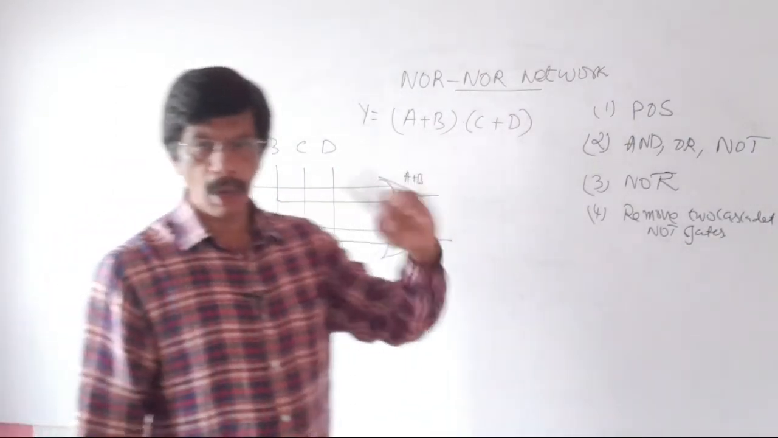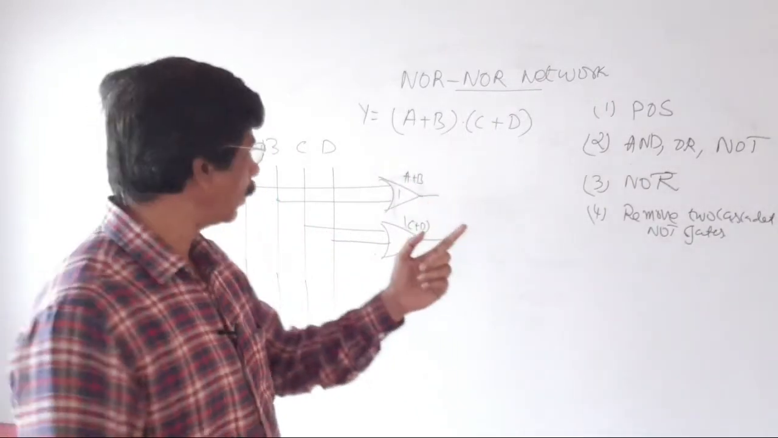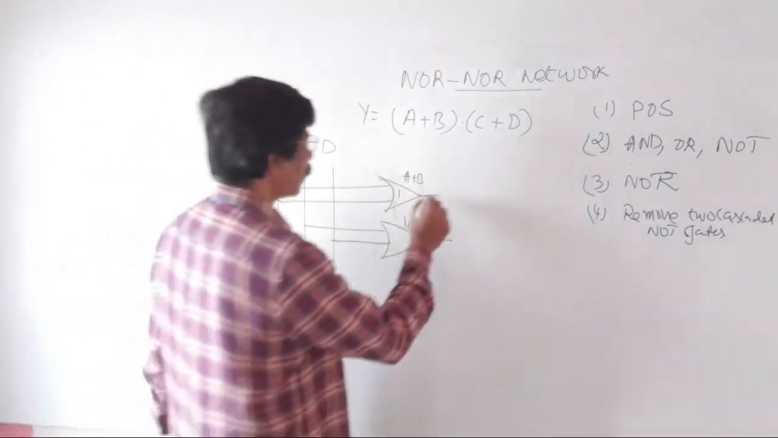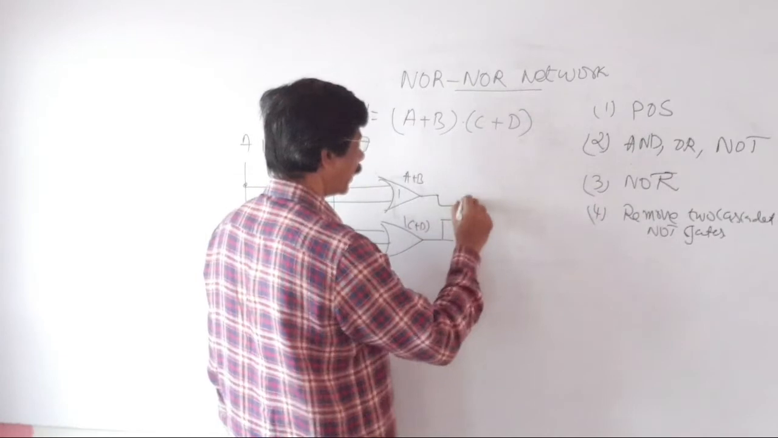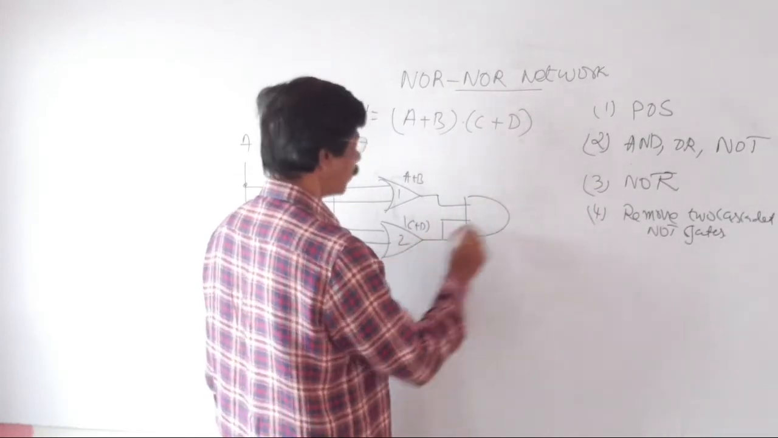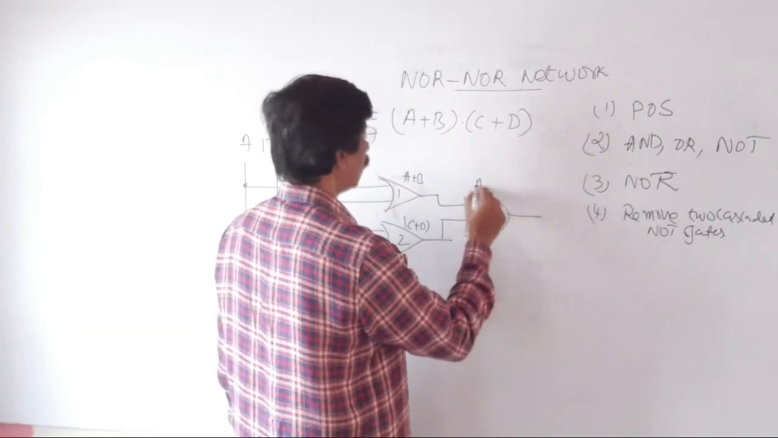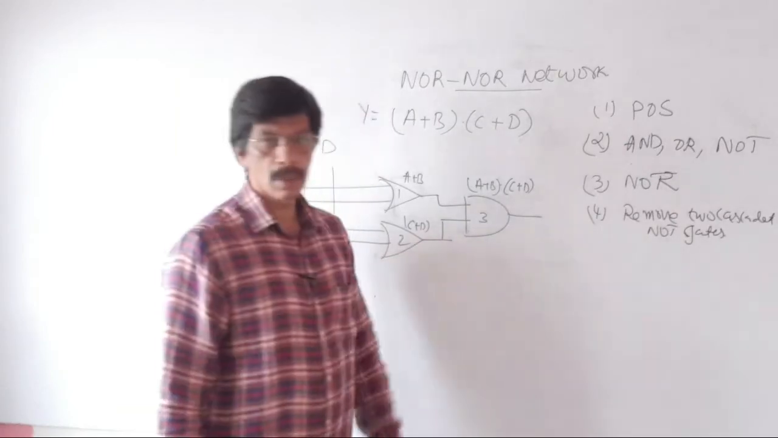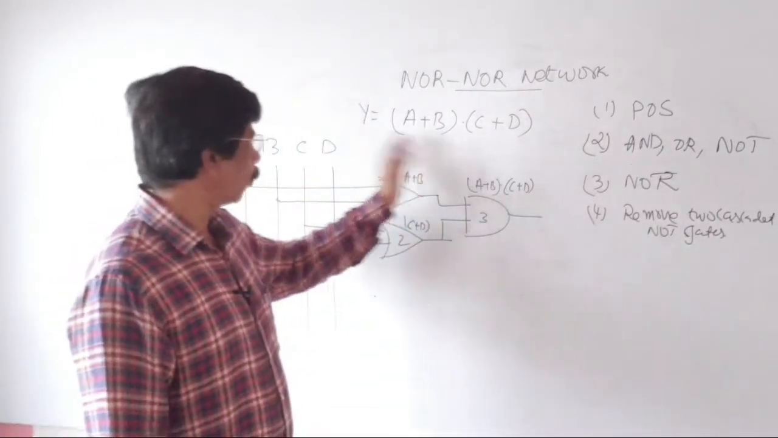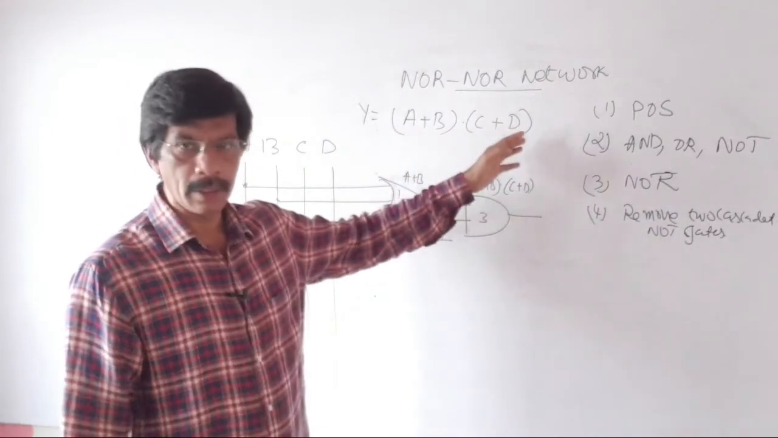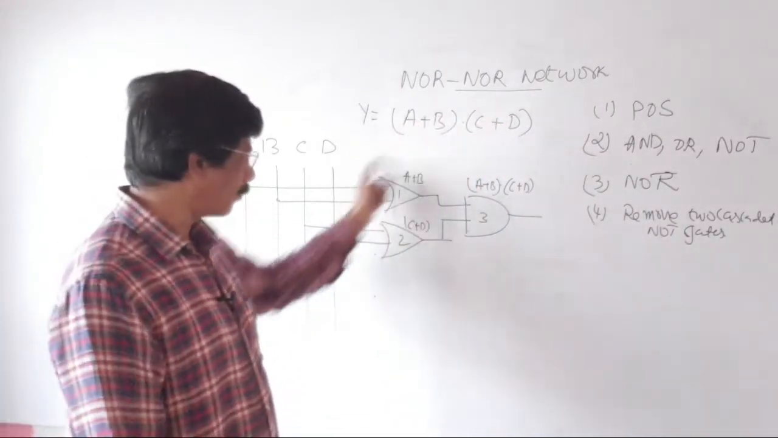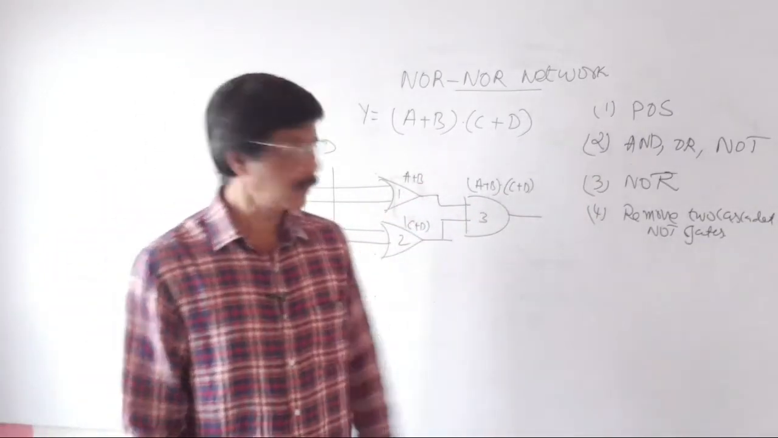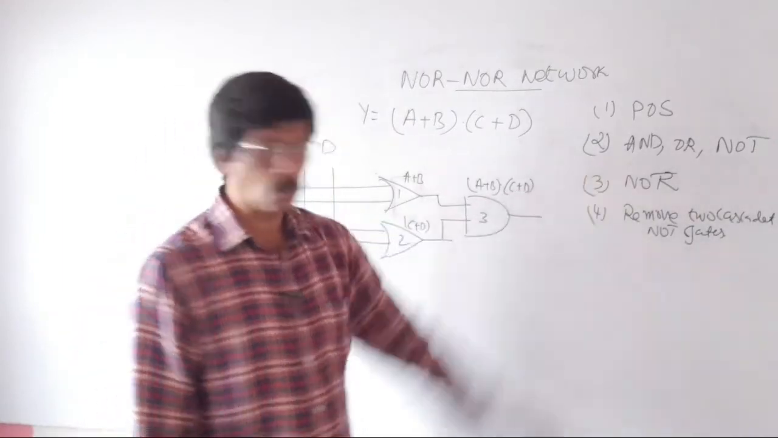Both outputs are given to one AND gate that will product the inputs. Connect here one AND gate 3, whose output is equal to (A plus B) dot (C plus D). So the given equation y is equal to (A plus B) into (C plus D) is generated with the help of these basic circuits using two OR gates and one AND gate. So up to this, the second step is over.